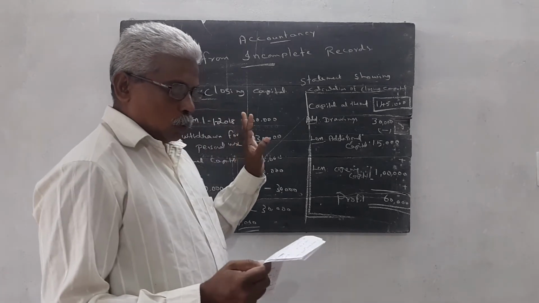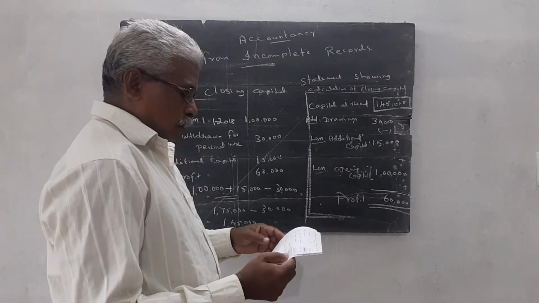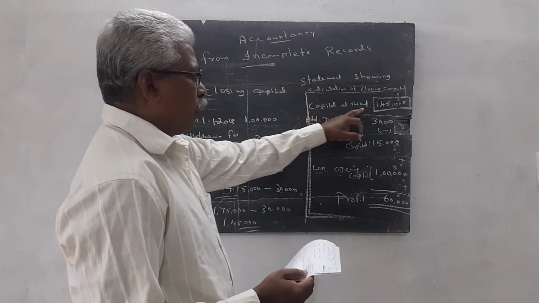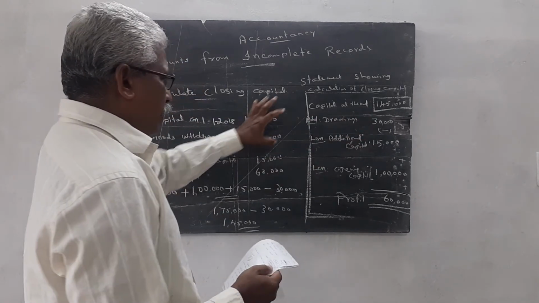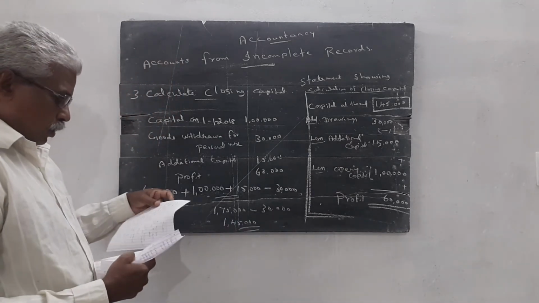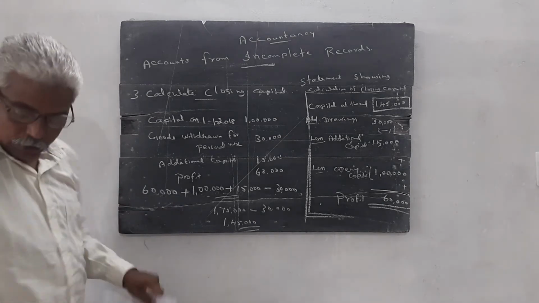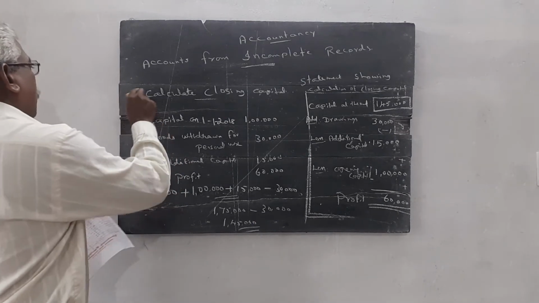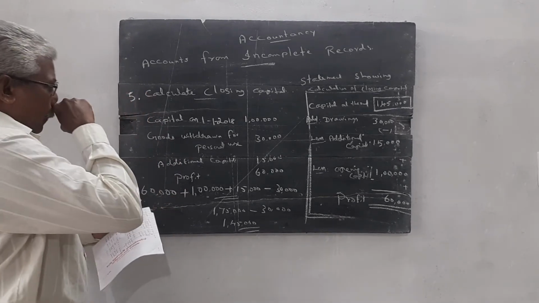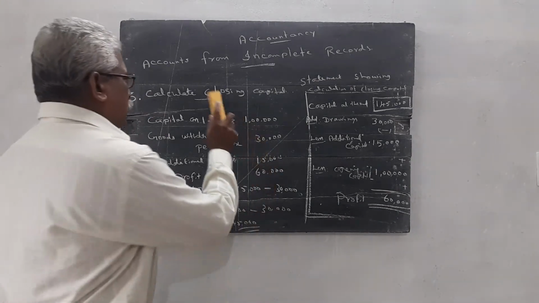If you are thorough in this formula, we can solve all the questions. So, question number 3 is also completed. We calculate the capital at the end with the help of this format. Then, this is question number 4. Then we calculate question number 5. Question number 5. Calculate the missing figure.